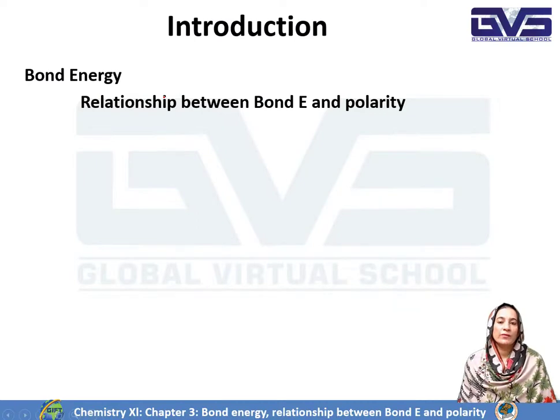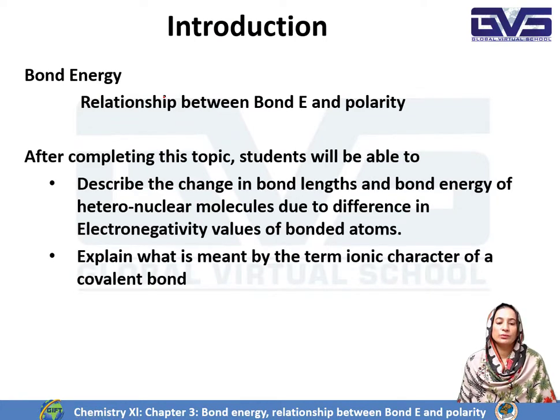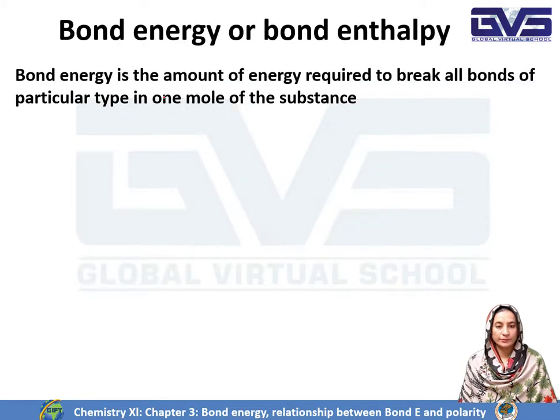Students, after completing this topic, you will be able to describe the change in bond length. Bond length basically is related to the bond energy of the heteronuclear molecules due to the difference of electronegativity values of the bonded atoms. You will see how the electronegativity difference between bonded atoms changes the bond energy of the molecules, and you will also be able to explain what is meant by the term ionic character of a covalent bond. We will explain this with the help of examples and by solving with actual values of the bonded atoms.